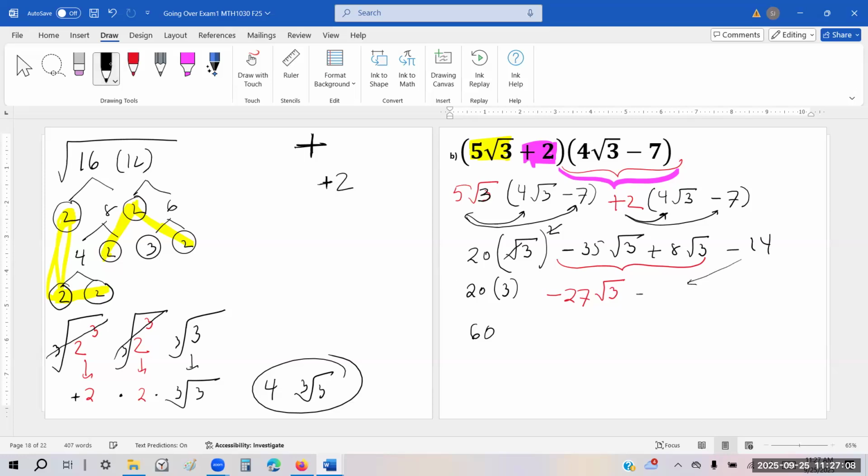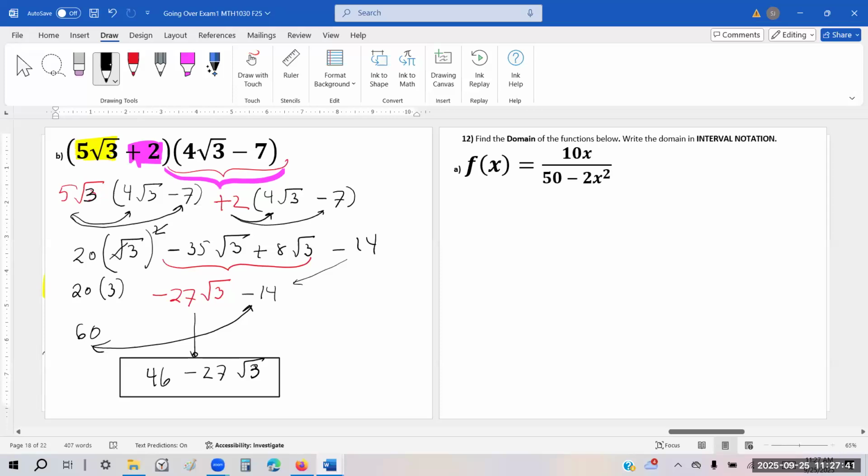And this 14 is single, lonely, so you bring it down. And then you combine this 60 with the 14 because they are like terms. What is 60 minus 14? 46. And this comes down, negative 27 radical 3. So this is the final answer. Any questions so far? No questions? Okay.